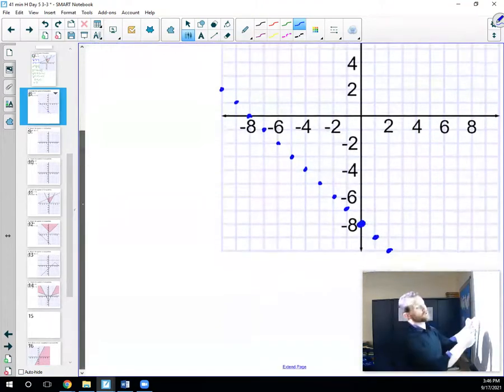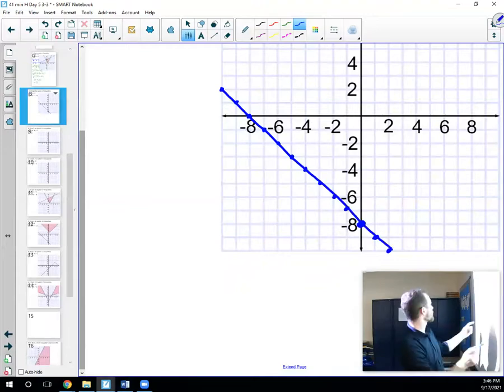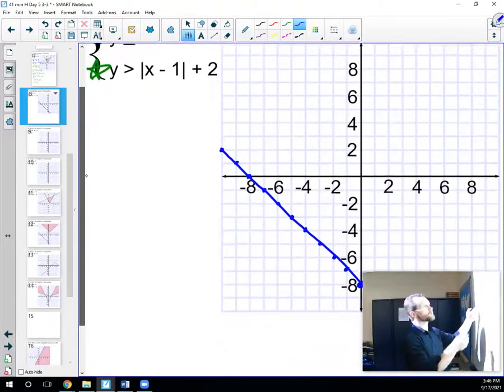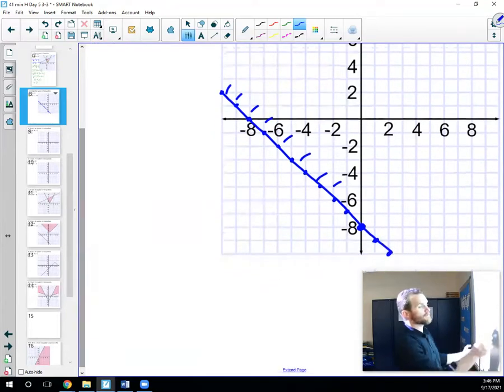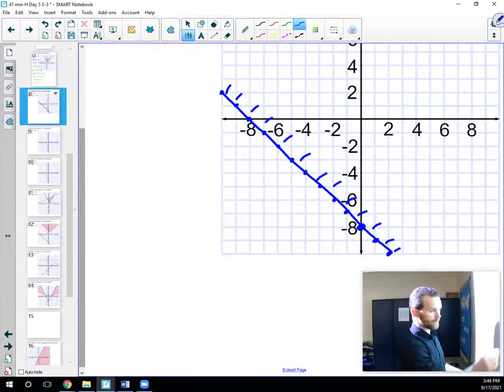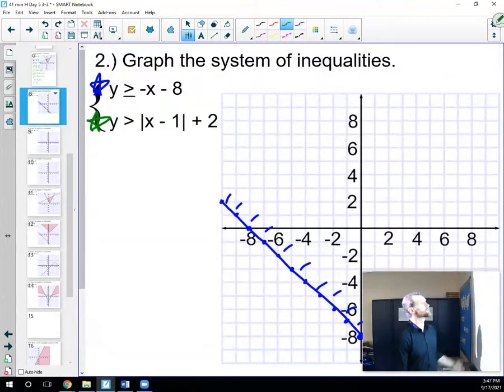Y is greater than or equal to, so it's a solid line. And greater than, correct. Y is bigger, so we shade above. So we're shading above this blue line. Okay. Wasn't too bad. Now let's do the green. Oh, the green isn't too bad either.